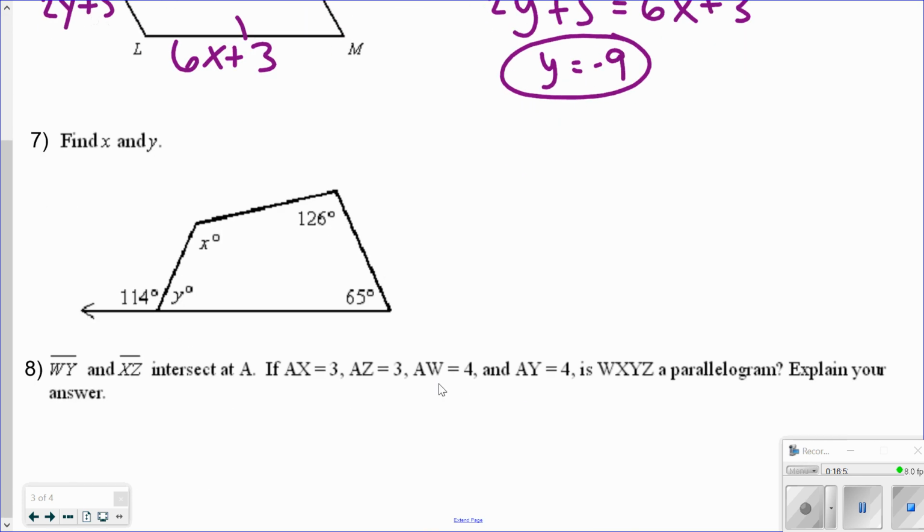All right, number 7, we are going to solve for x and y again. So the first thing I need to do is solve for y. If I look at this diagram, I know I have a linear pair here. So if the exterior angle is 114, that means that the interior angle y would have to equal 66.